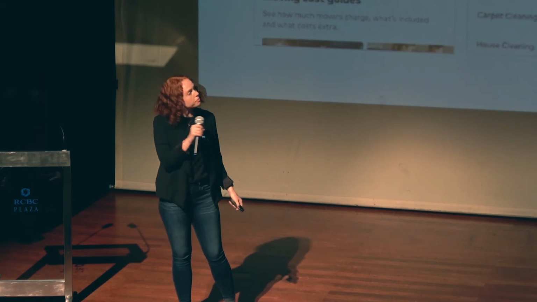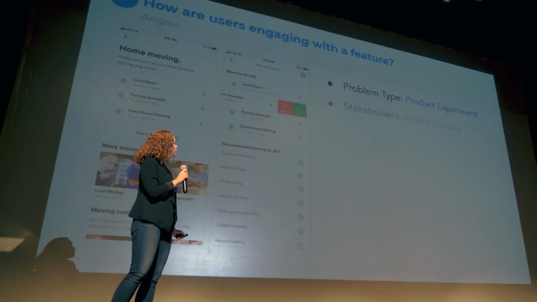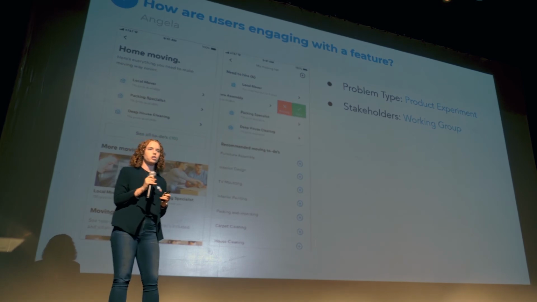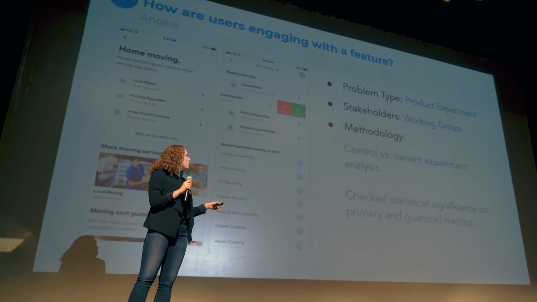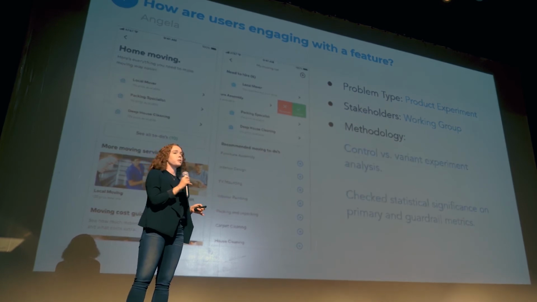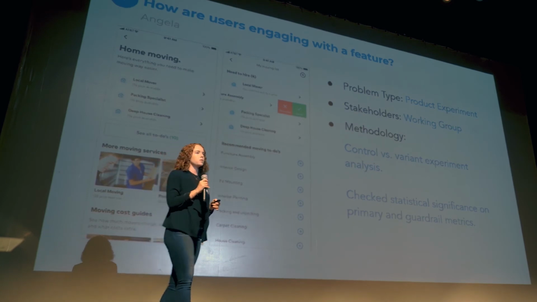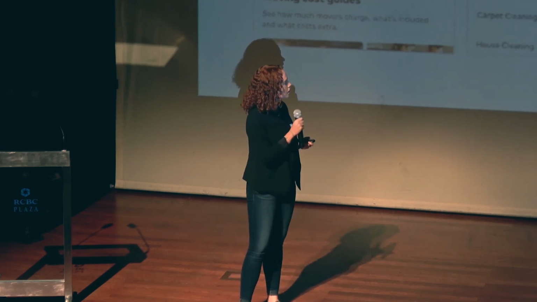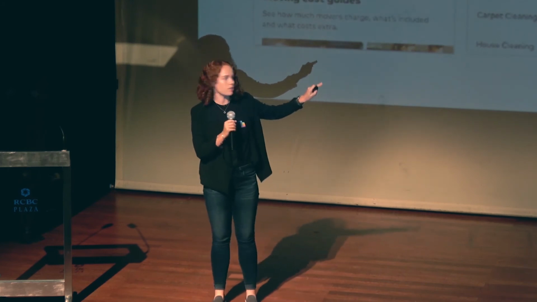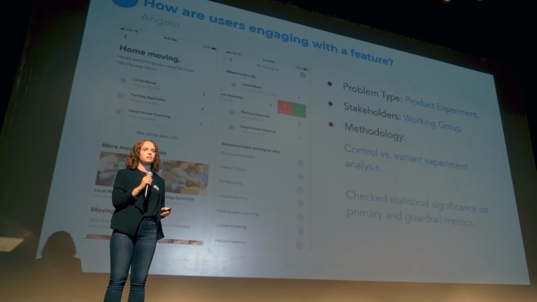So what was the problem type? It's a product experiment. Our stakeholders were a small working group, the customer growth team, and the methodology. So we ran a control versus variant experiment analysis. A lot of times you can just pull in SQL and see how the two groups performed against each other. And in Python or R, there's super easy packages to understand, like run a t-test between the two groups to understand the statistical significance. And so we checked the statistical significance on both the primary and guardrail metrics.